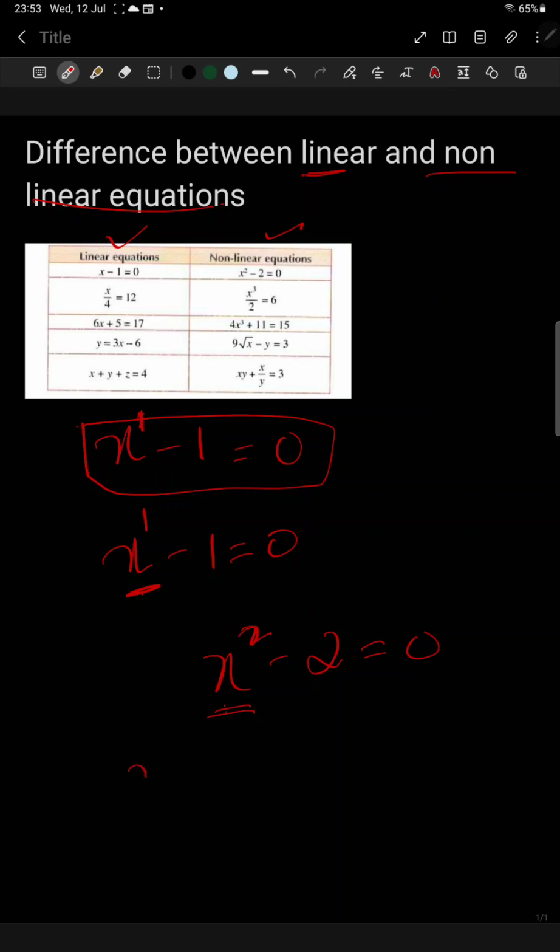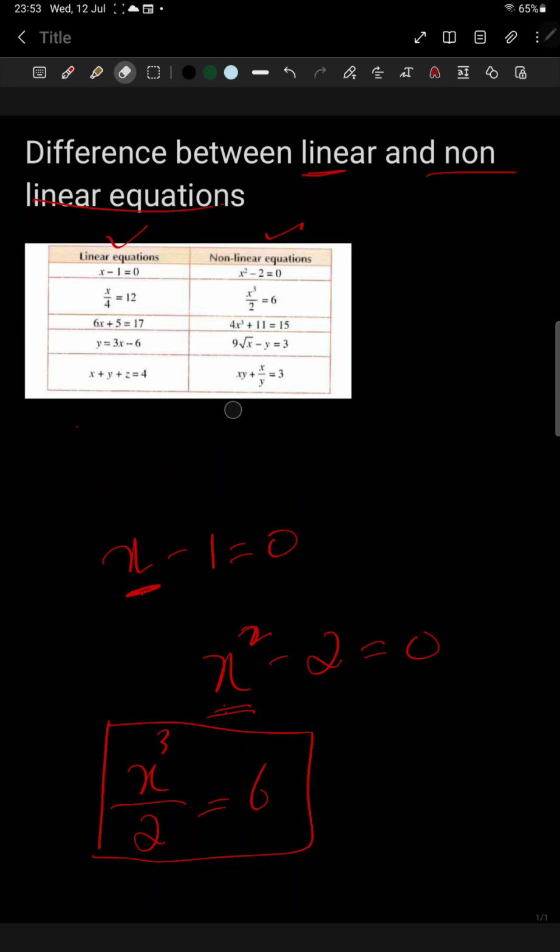In the same manner, if I write x cube by 2 equals 6, this is an equation. Over here the maximum power of the variable x is 3. So this is a non-linear equation. So a linear equation always has the maximum power of the variable equal to 1. Let's see another example.